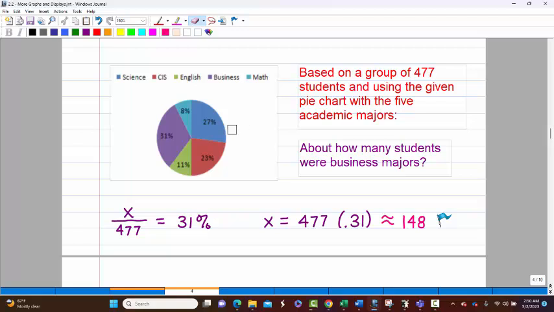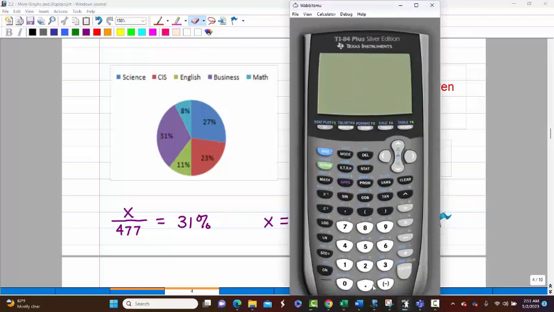But anyway, we have 5 academic majors here, and there's 477 students. About how many students were business majors? So essentially saying X over 477 equals 31%. So we'll multiply 477 times 31%, and watch what happens.